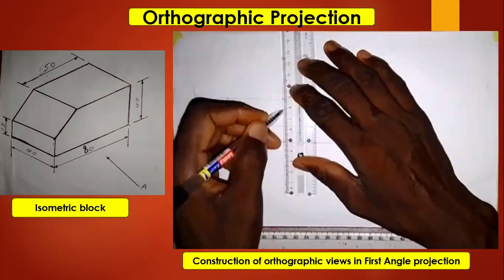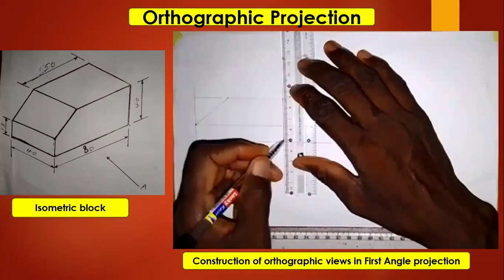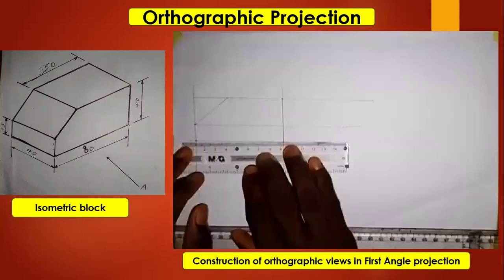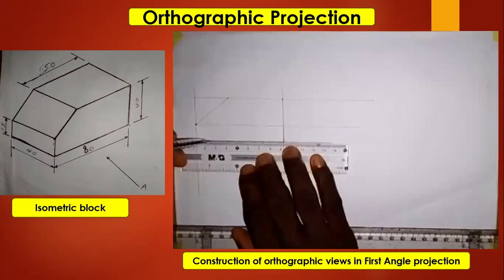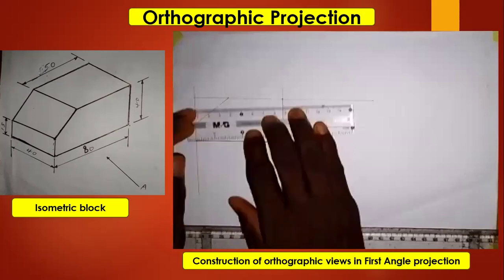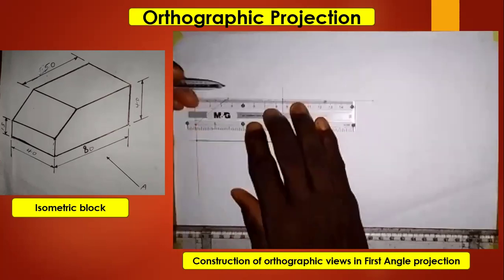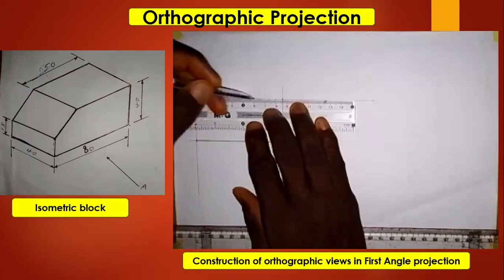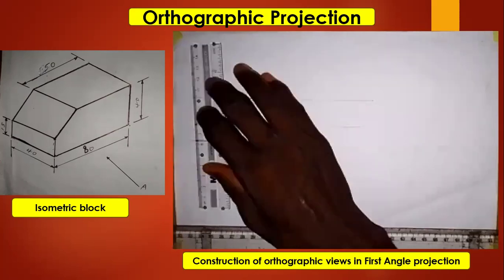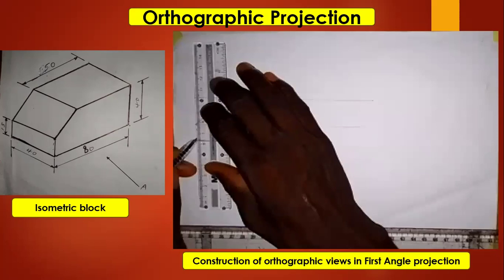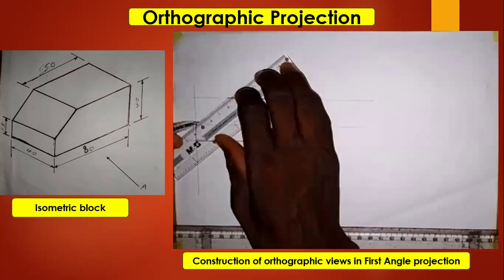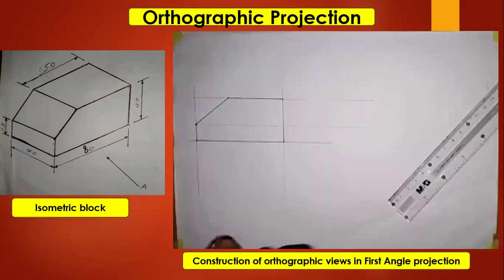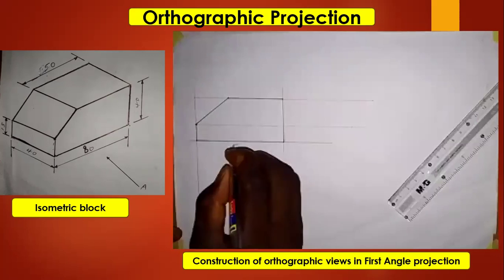So we make this line a thick line, okay? Then we also make this line a thick line, okay? And then we make this line a thick line, okay? Then we make this line a thick line, and also make this line a thick line. So this gives us the front elevation. So here we have front elevation. So this is F. So front elevation.